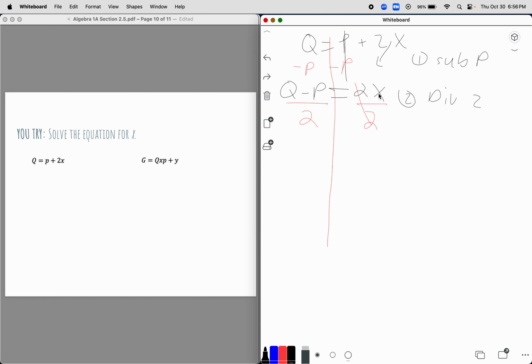Okay. The 2's cancel on the right. Here I have q minus p rather, over 2. Or q minus p divided by 2. Set that equal to x. And guess what, guys? We're done. 2 steps. We subtracted p from both sides, and then we divided both sides by 2. Okay, next one.